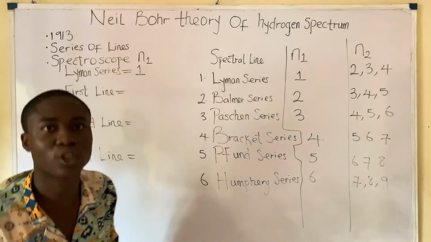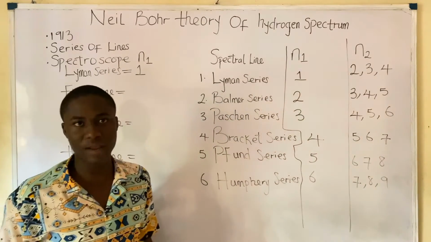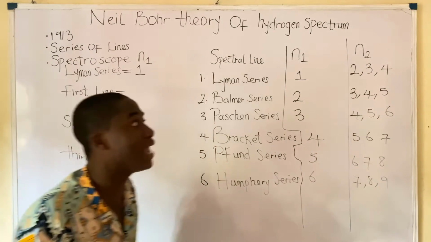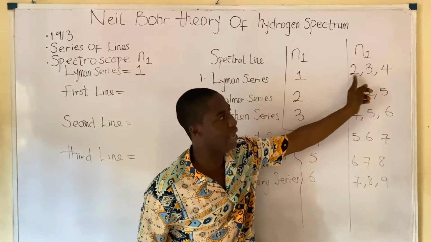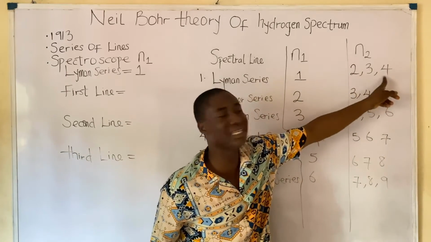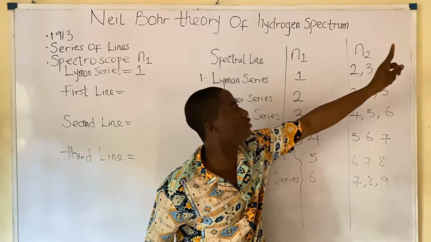Very easy. To do this, we use our N2 values. I believe you are getting the concept. We use our N2 value. So the first line is the number we wrote first. The second line is the number we wrote after the first line. And the third line is the number we wrote after the second line. So this is the first line, second line, third line.